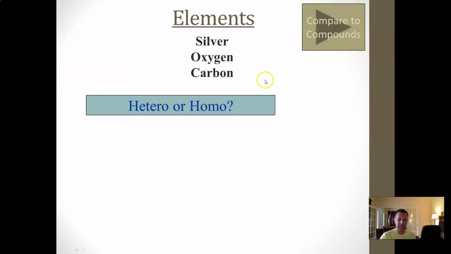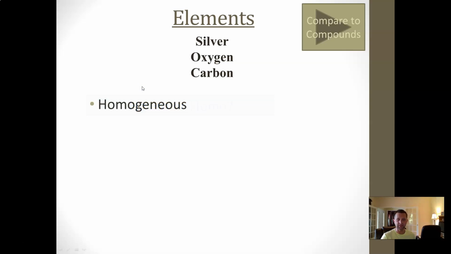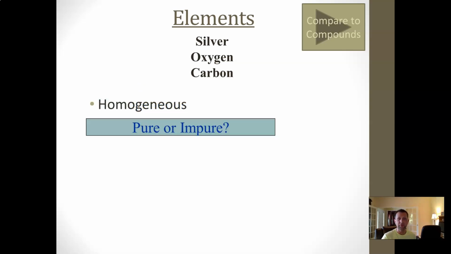Let's go back to elements and classify those as heterogeneous or homogeneous. So elements are homogeneous, and what does that mean? You might want to add this to your note sheet. Homogeneous means consistent throughout, okay? Heterogeneous means inconsistent or not the same throughout. So if you took a hunk of carbon, and a good example of that is a piece of charcoal, and sliced it in half, it would look consistent all the way through. Same thing with a bar of silver, or oxygen gas. All the oxygen gas is the same throughout. So that's what homogeneous means.